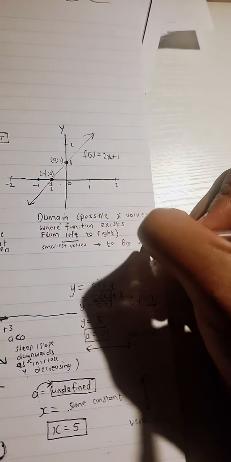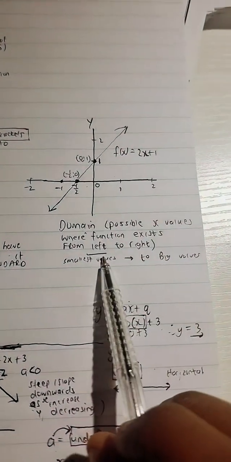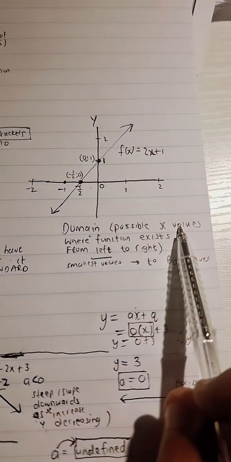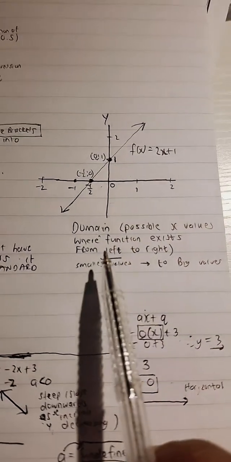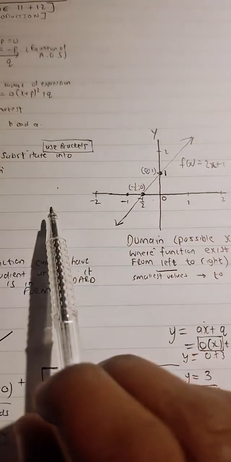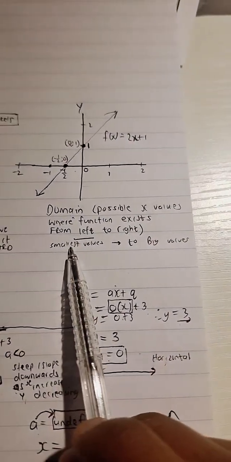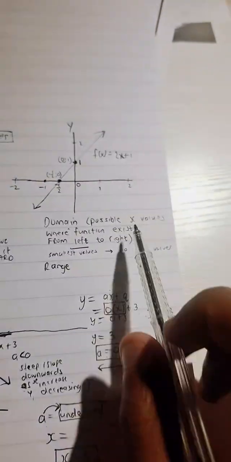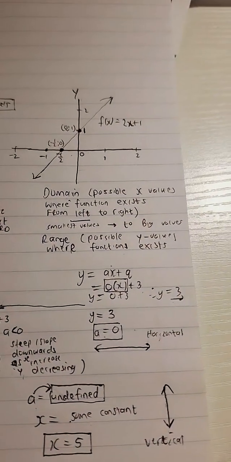Okay, all right, we are being very deliberate that domain, you want to check where the function exists, but you want to check it from left to right. So it's from the negative to the positive, from smallest value to big value. So if we are talking about range, we know we are not talking about x now. Now we are talking about the possible y values where the function exists. But my question to you that I'm asking is from where to where? Where the function exists. I need you to tell me about direction, guys.